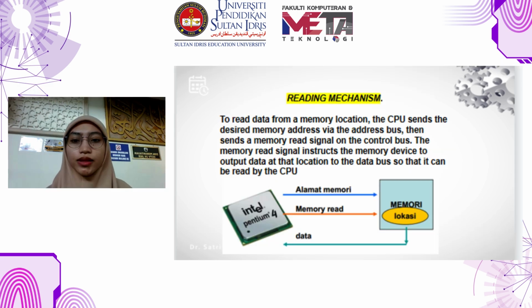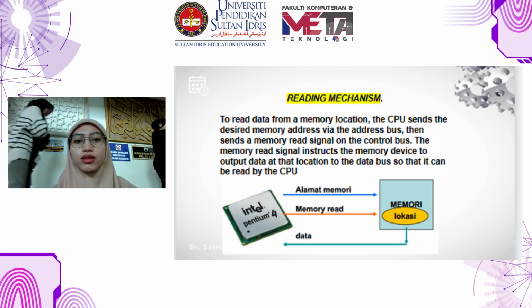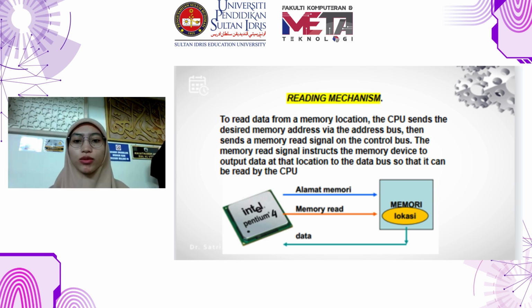Next, we go to the reading mechanism. To read data from a memory location, the CPU sends the desired memory address on the address bus, then sends a memory read signal on the control bus. The memory read signal instructs the memory device to output data from that location onto the data bus so that it can be read by the CPU.